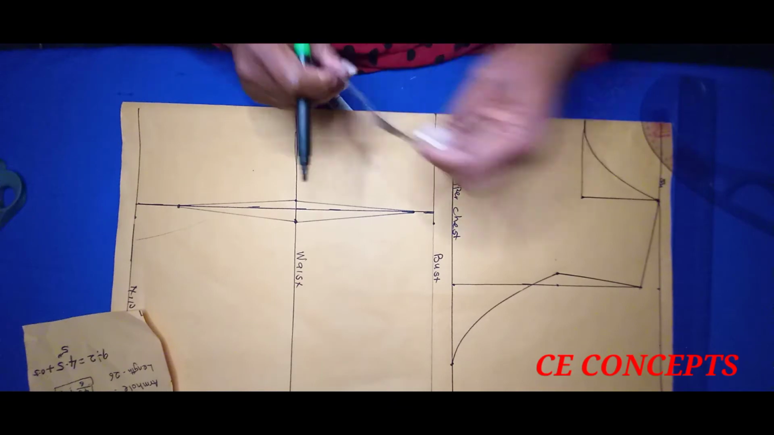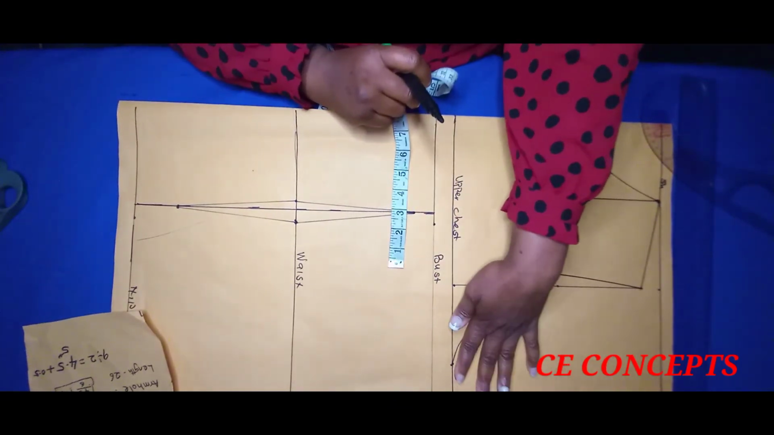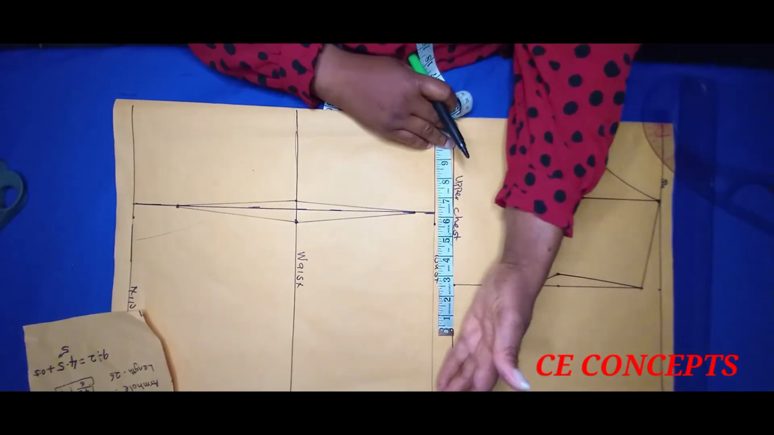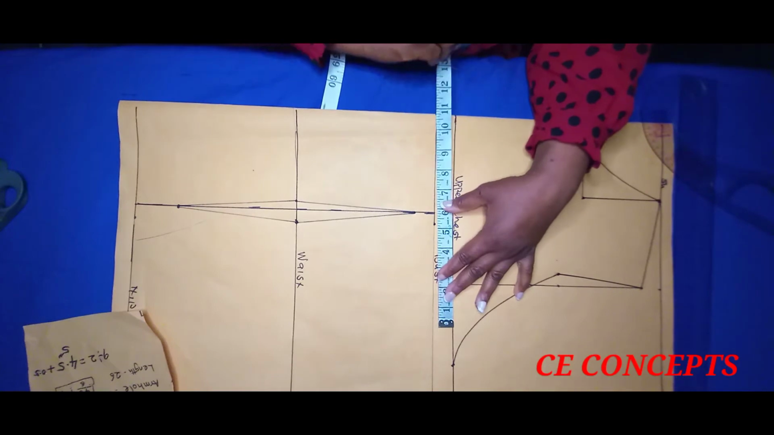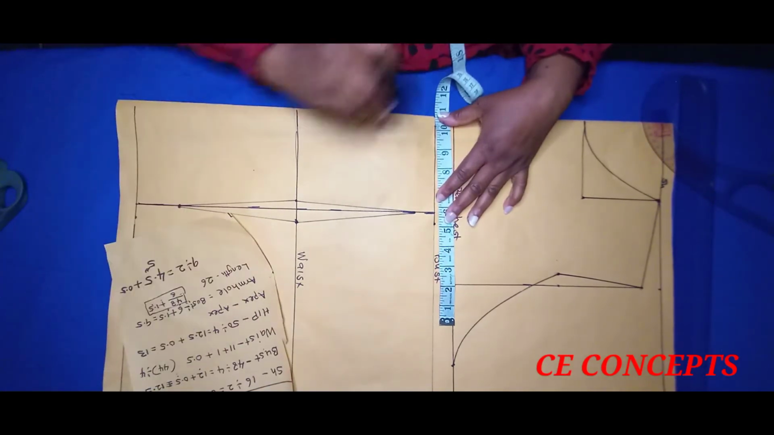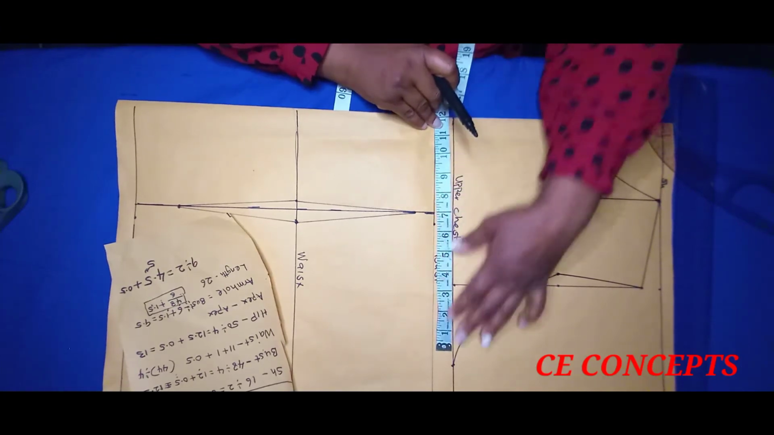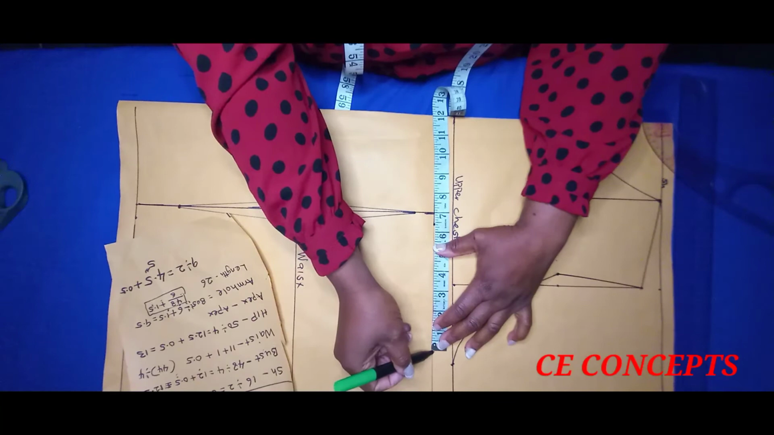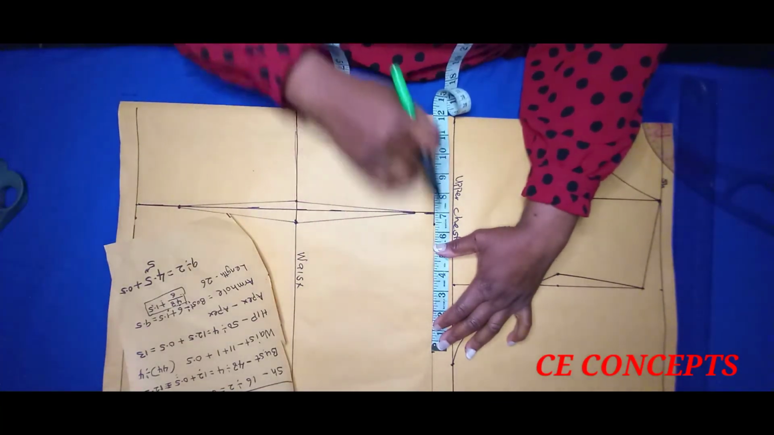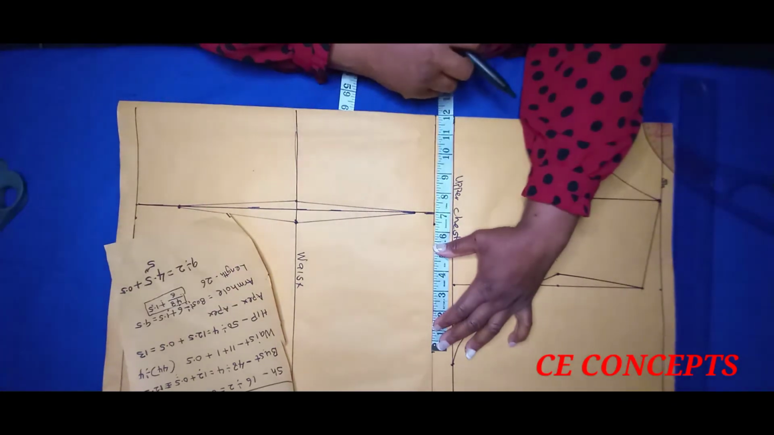Then from this, we'll now place our circumference. Remember, we have placed that of the upper chest. So for the bust, whatever you take here, you place it here as well. So remember the bust circumference is 12 inches. So I'll place it here. Then I'll be adding 1 inch to it, making it 13.